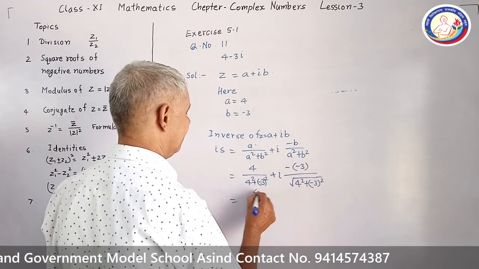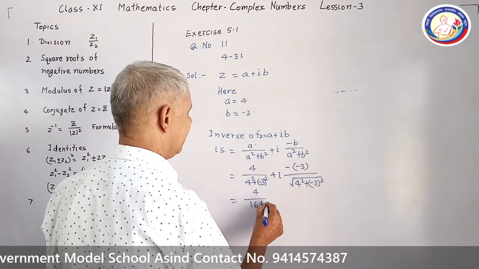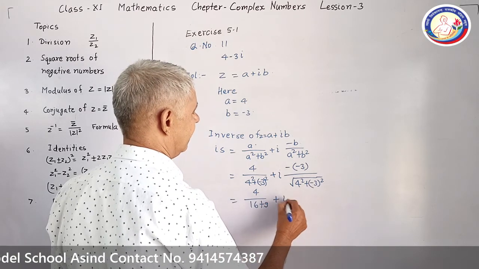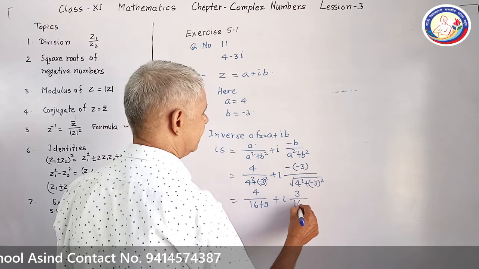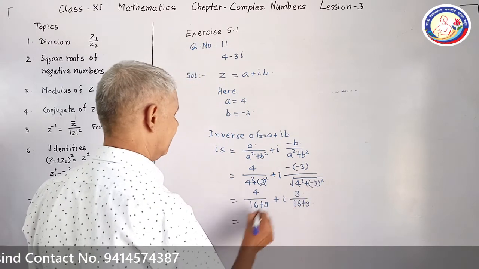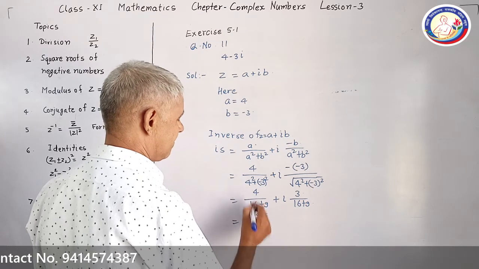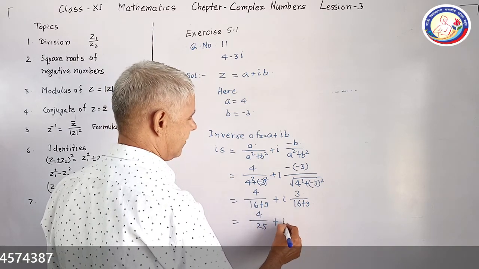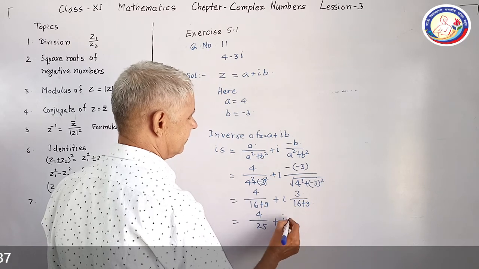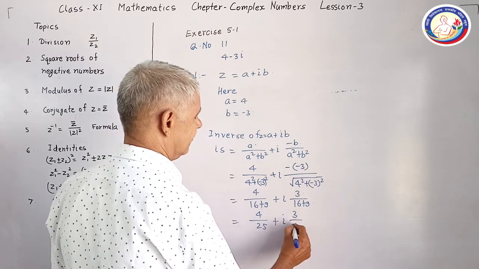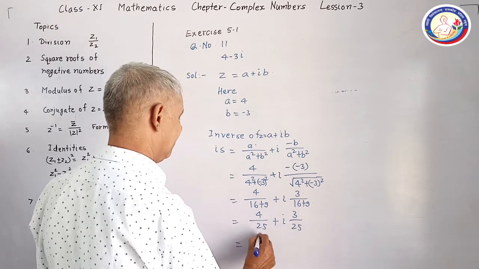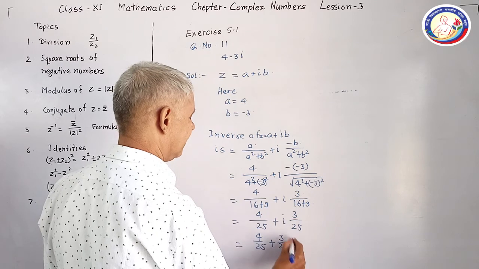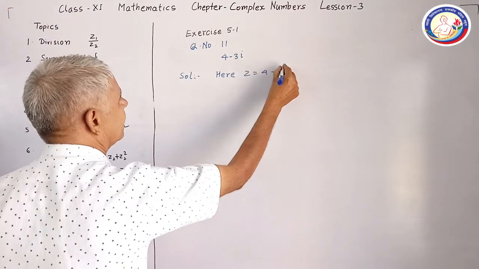This will give us 4 upon 16 plus 9 plus ι into 3 upon 16 plus 9. That will give us the answer 4 upon 25 plus 3 upon 25 ι. This is the answer.